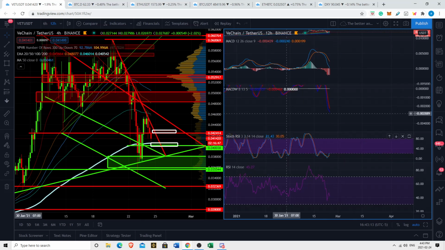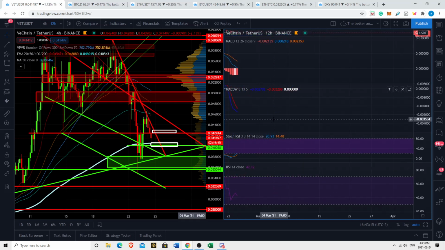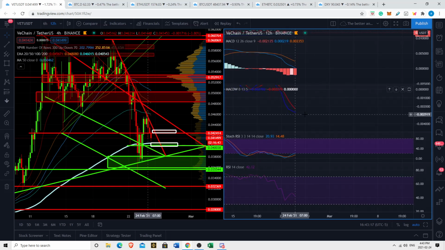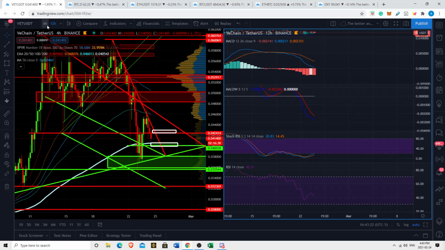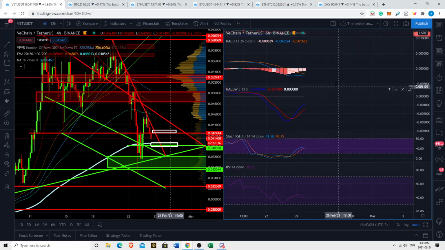But we seem to be curving up for the moment, and the weighted MACD seems to be curving, potentially wanting to have a bullish crossover at some point. Weighted MACD is a leading indicator on the regular MACD. That's why I like to use it. So, oh, look at this.